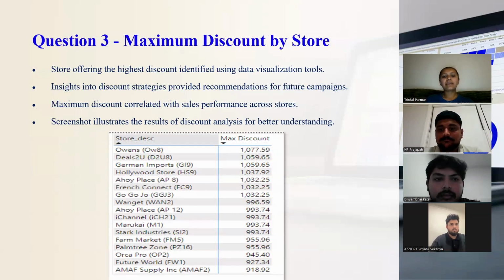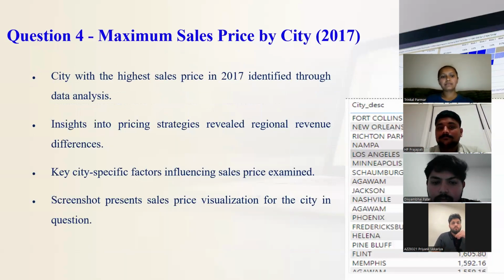The third question is maximum discount by store. This slide analyzes the performance of the discount campaign through the findings of the store which gives the maximum discount and the consequent result on the sales. Moving to Harsh Prajapati.